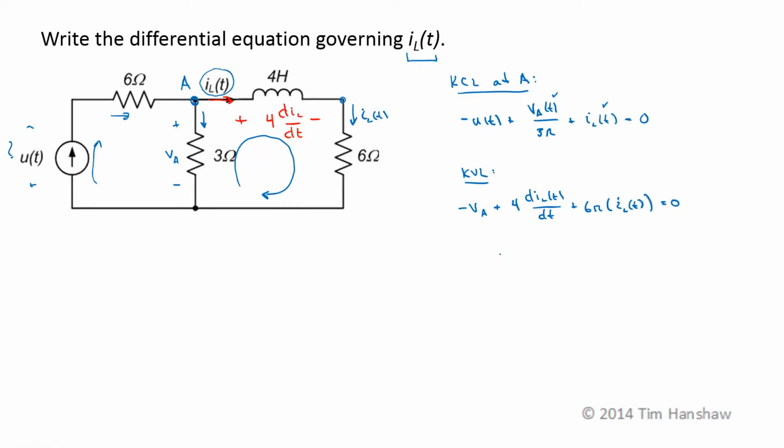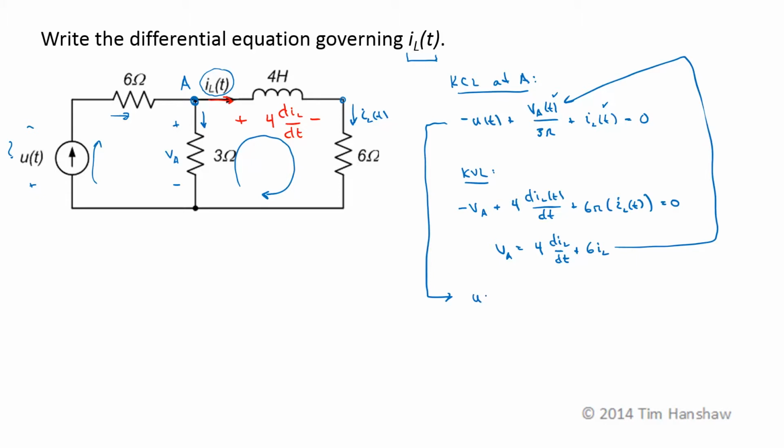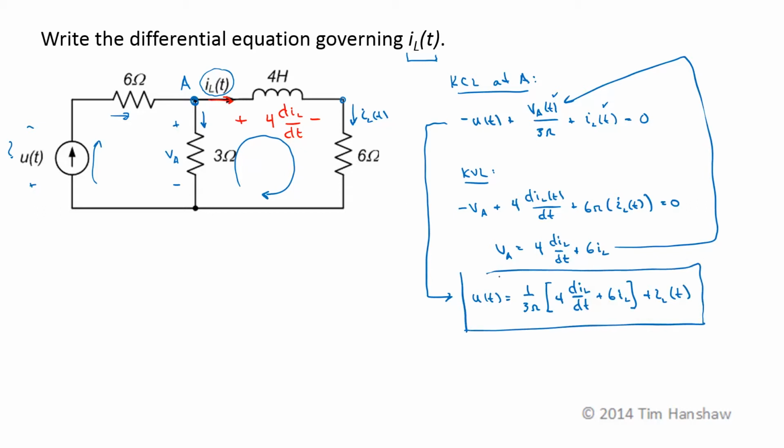Now I can solve this for V sub A, and I'm going to get lazy and drop the explicit functions of time. Taking this to the other side, V sub A is 4 dI_L/dt plus 6 I sub L. Now I can plug that in up here, taking U of t to the other side. So U of t is equal to 1 over 3 ohms times V sub A, 4 dI_L/dt plus 6 I sub L, and plus another I sub L of t. And that's a perfectly legitimate differential equation governing I sub L for t greater than 0.